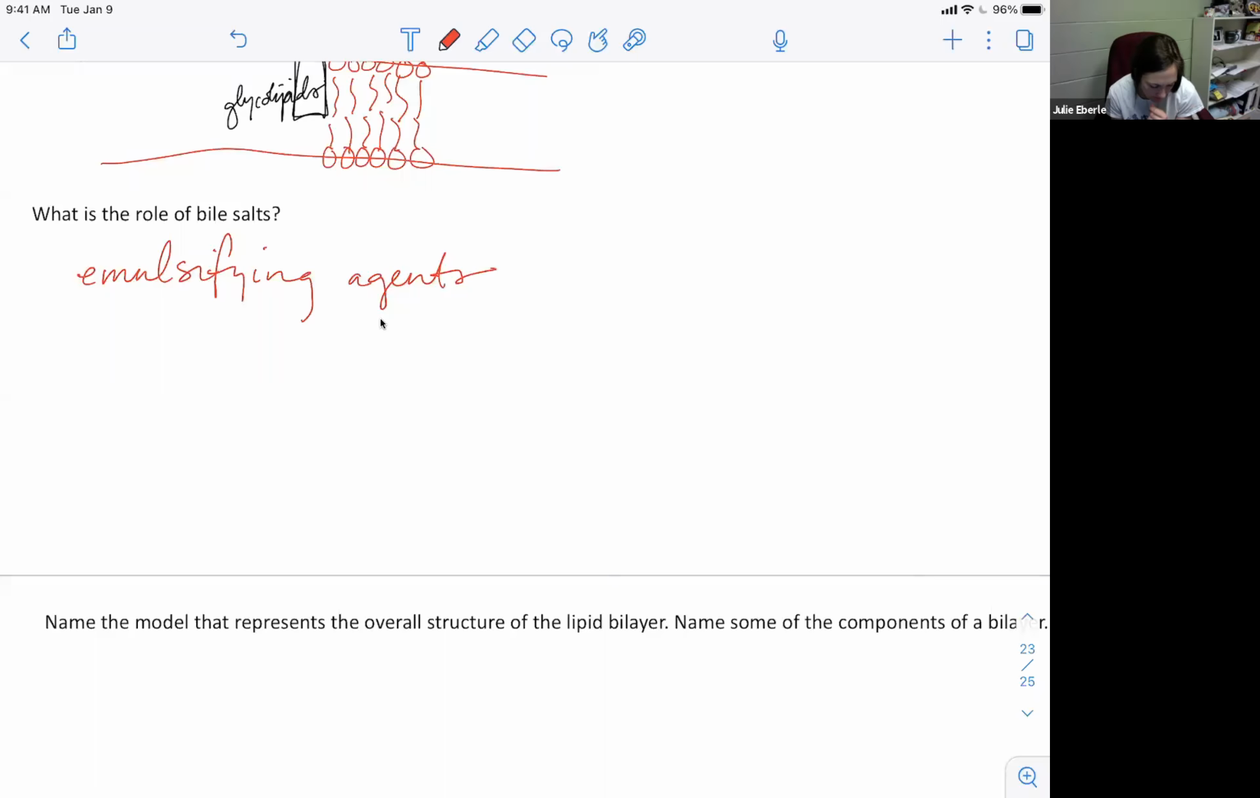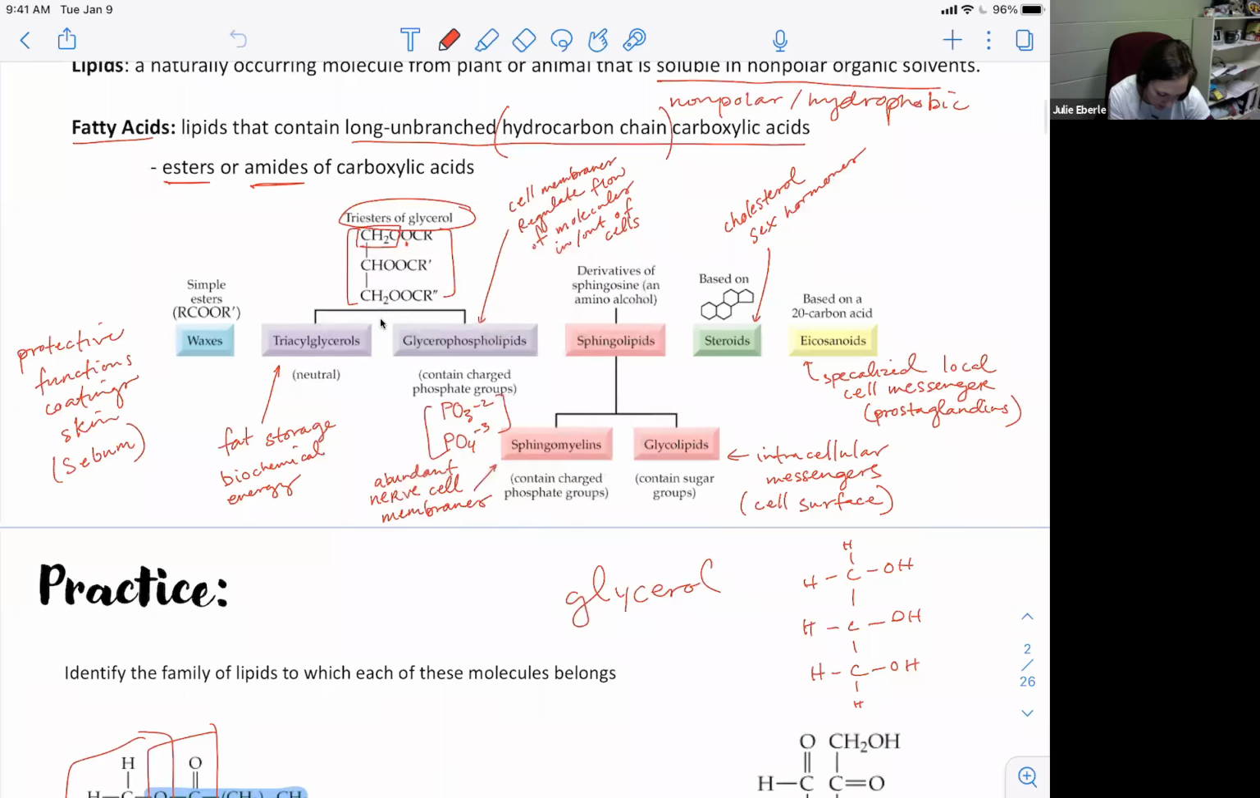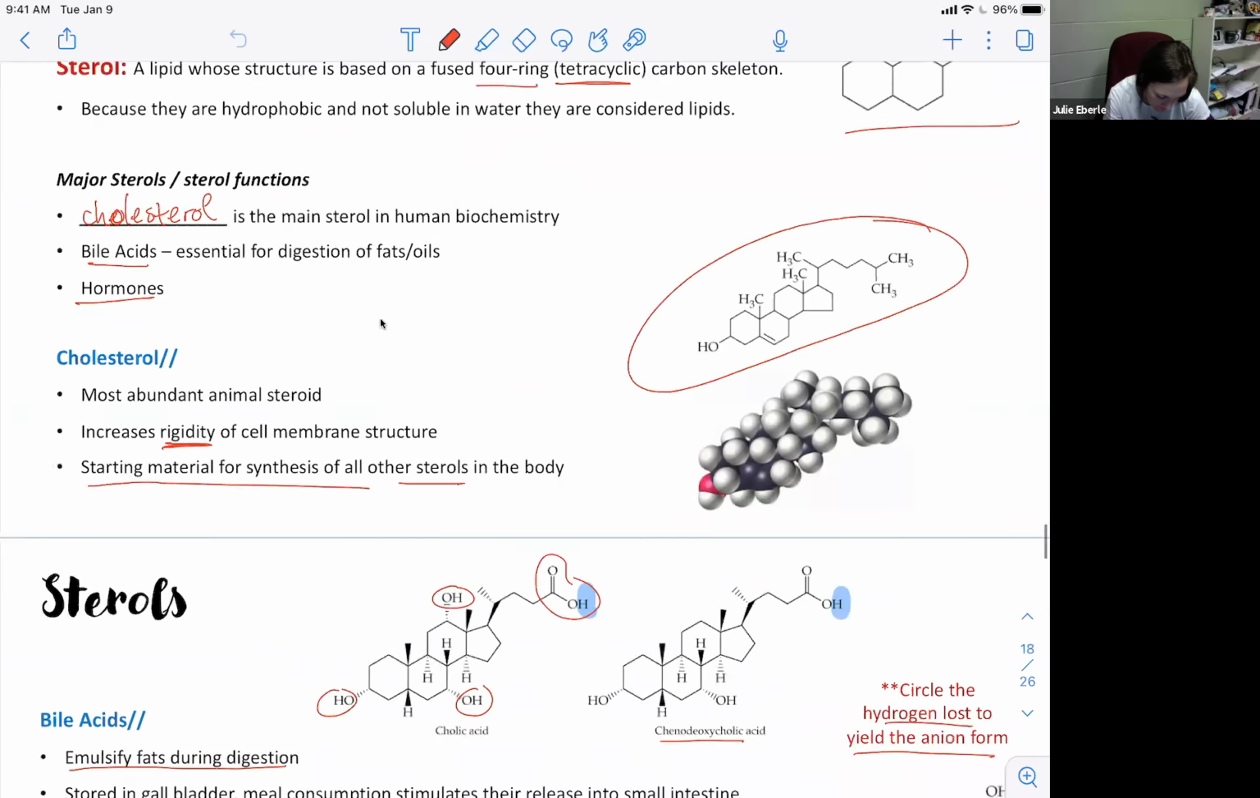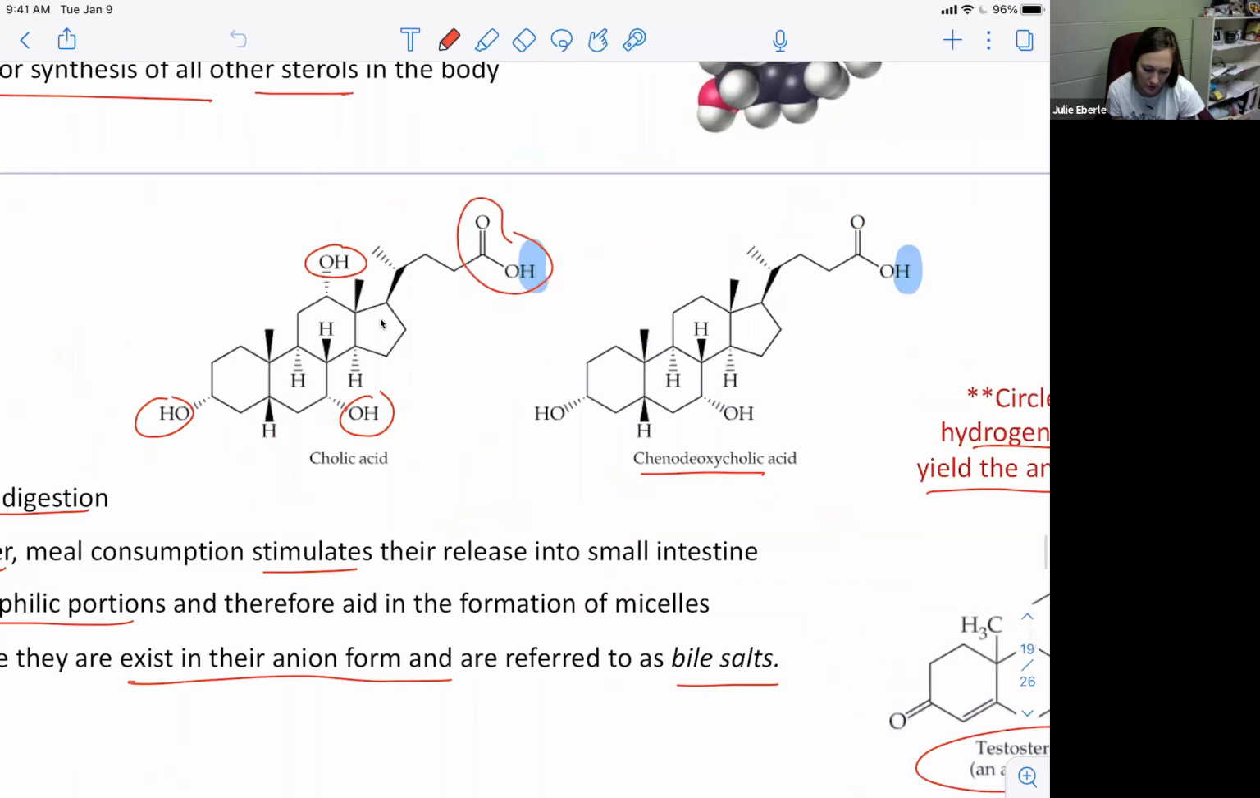How is that? Well, let's just look at a picture of one really quick. I'm going to scroll down, sorry. Okay, here are two pictures of bile salts. Cholic acid, chenodeoxycholic acid. What you should notice, and what I've circled and will also highlight, are these OH groups. We've got some polar groups, and we've got this carboxylic acid here, that make this molecule have both polar properties and non-polar properties. That's how it's an emulsifying agent.